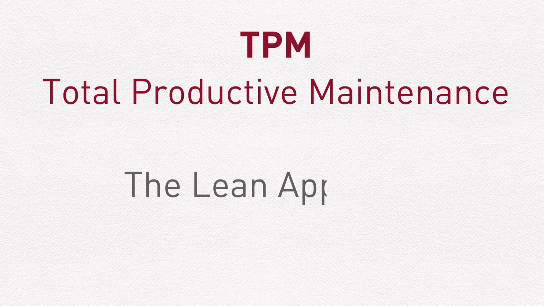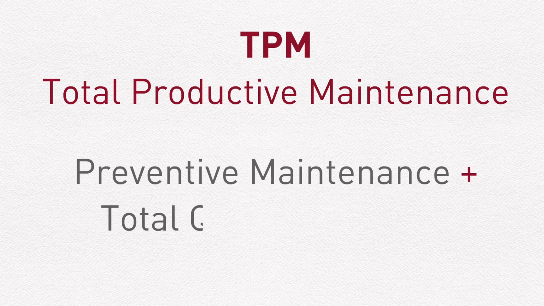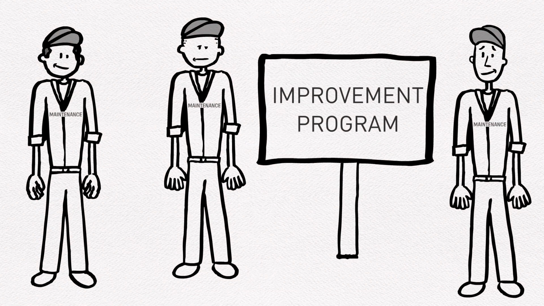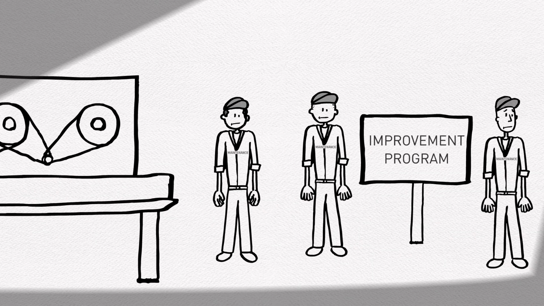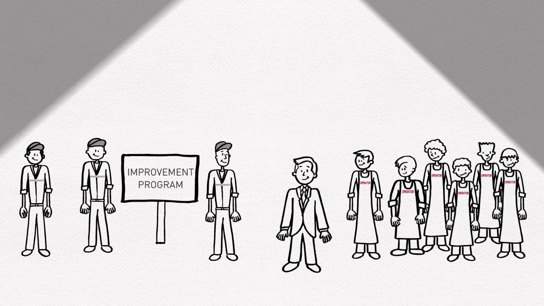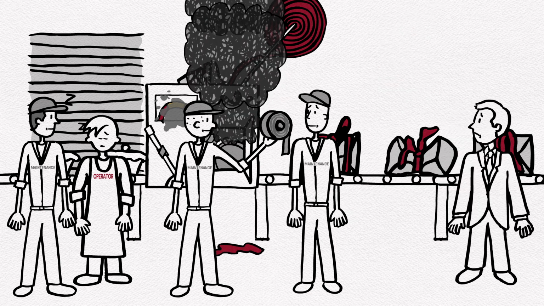TPM is the lean approach to improving the manufacturing process, combining the traditional practice of preventive maintenance with total quality control and total employee involvement. TPM is not just an improvement program for maintenance staff only, or a program to only cosmetically improve machines. It is an organization-wide equipment improvement strategy which focuses on eliminating the major equipment-related losses.